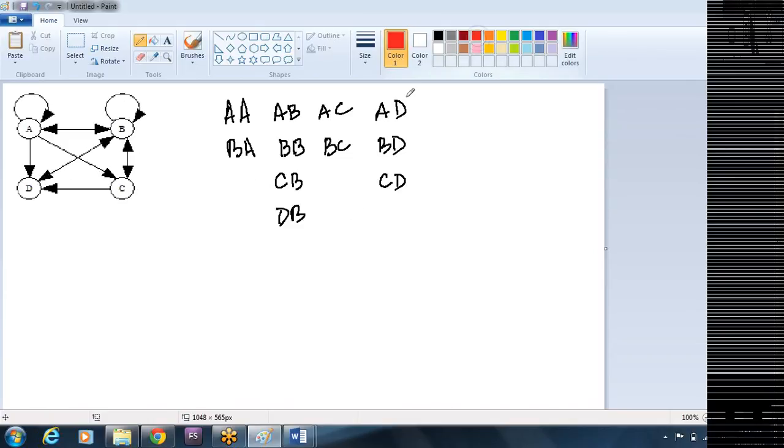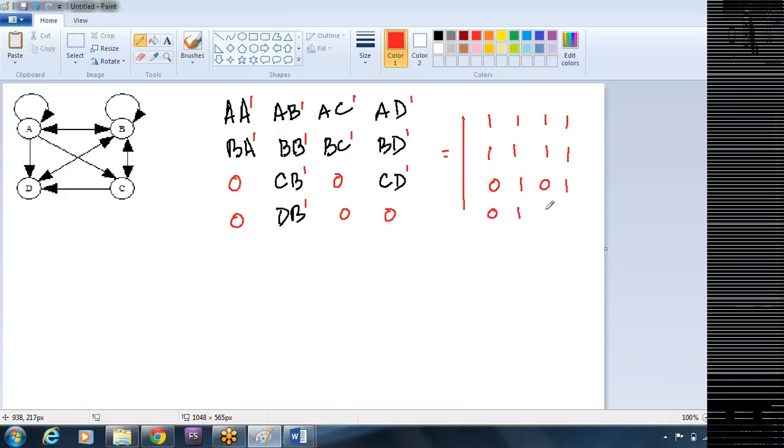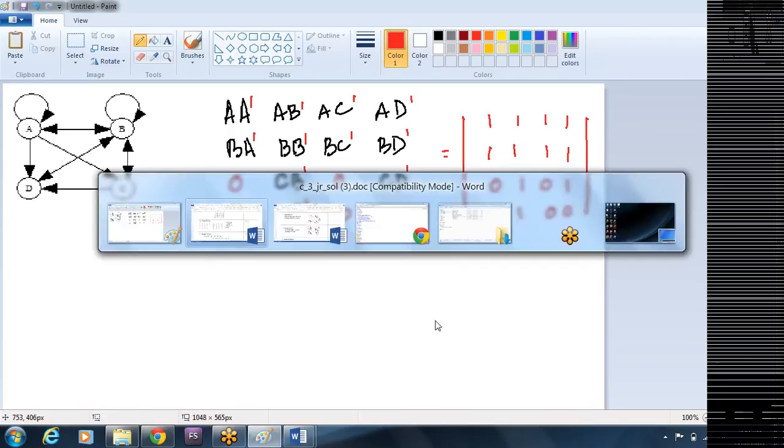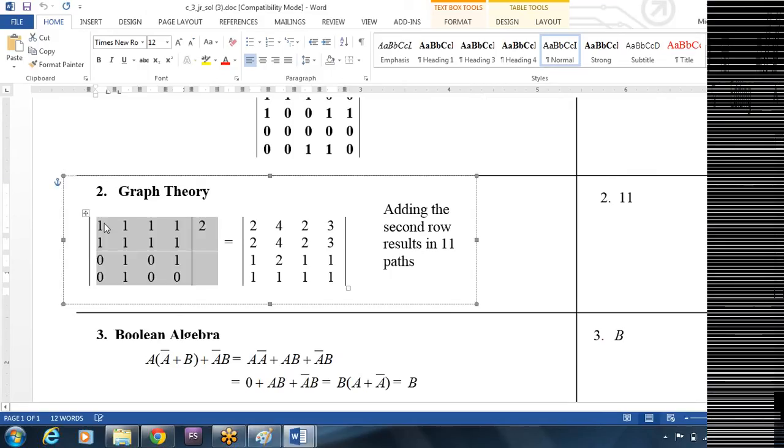So all the places that are missing, you're going to put 0, and the rest you're going to put 1, like that. So your adjacency matrix is going to be 1, 1, 1, 1, 1, 1, 1, 1, 0, 1, 0, 1, 0, 1, 0, 0. Did I copy them correctly? So now let's see that. First two rows are ones, we got it. Third row is 0, 1, 0, 1, we got it. Fourth row is 0, 1, 0, 0, we got it.